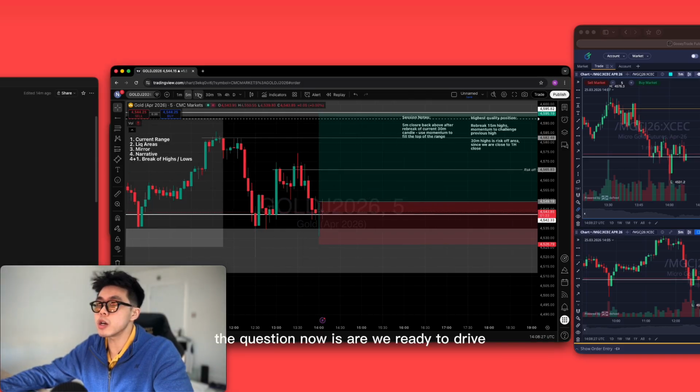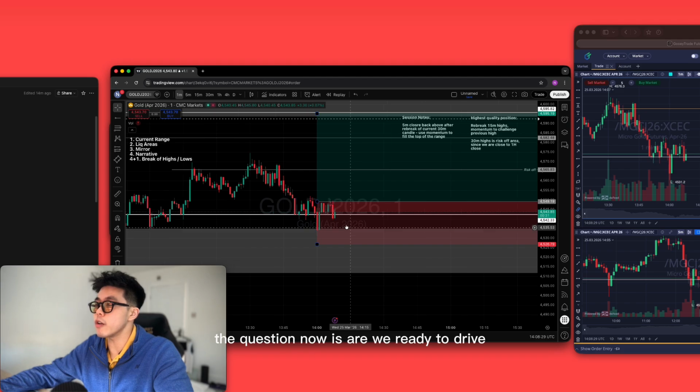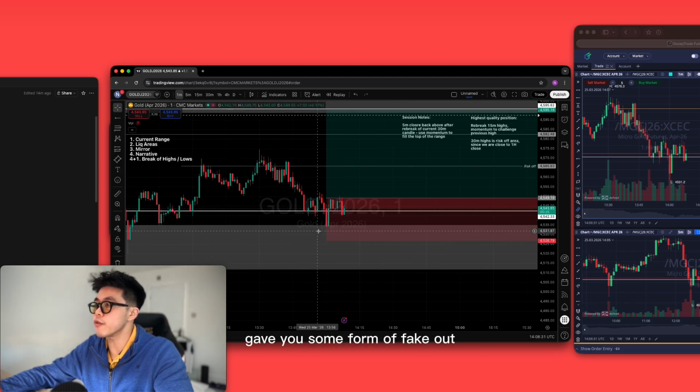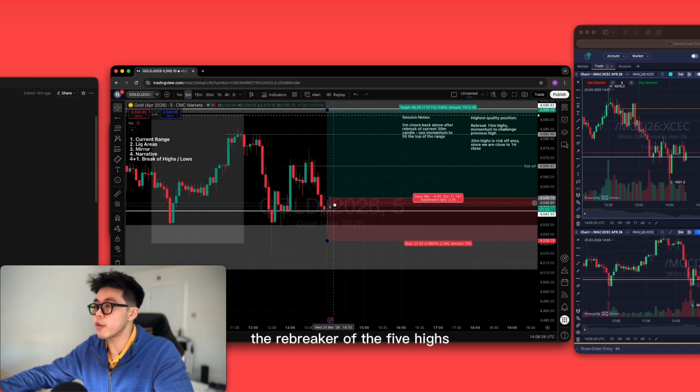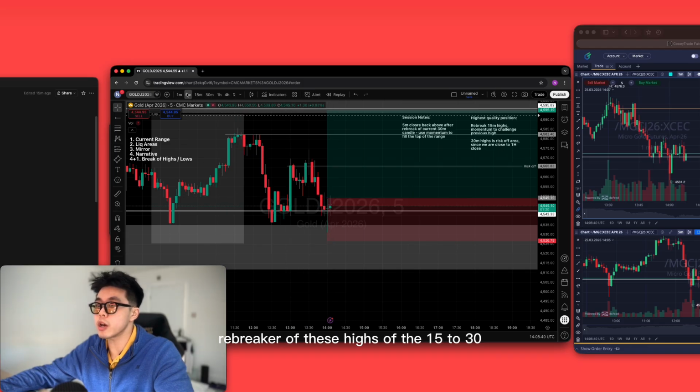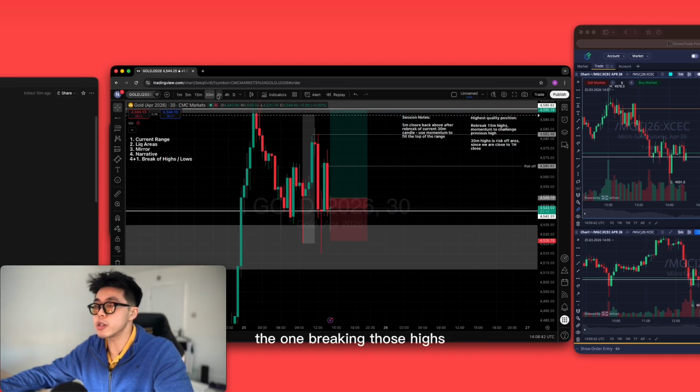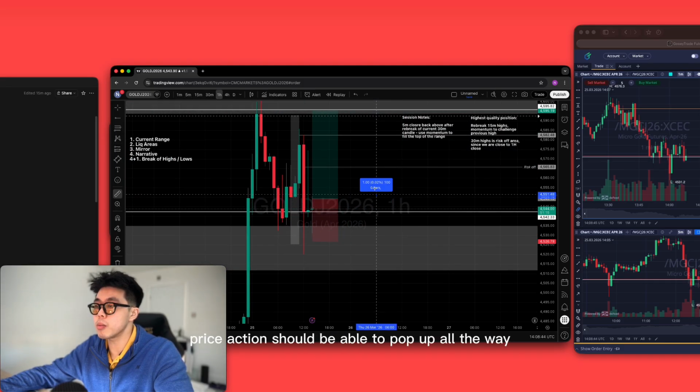The question now is, are we ready to drive? Because the 1 minute time frame gave you some form of fake out. I'm acknowledging the fact that you're within a range. A rebreak of those highs is still the rebreak of the 5 highs. You still got a minute 30 left. Rebreak of these highs is the 15 to 30 to 1, breaking those highs, price action should be able to pop up all the way.